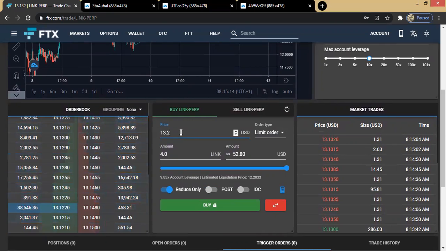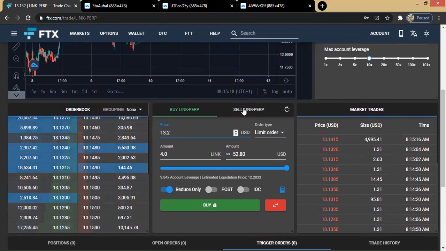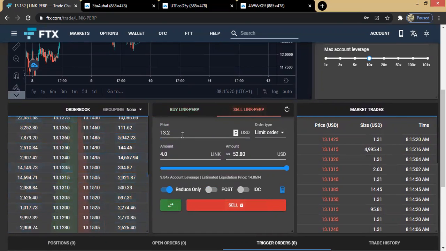So you come back again. Remember, in the beginning what you did was buy. So you come back again and click on sell, because now you want to sell. I say sell at 13.2.